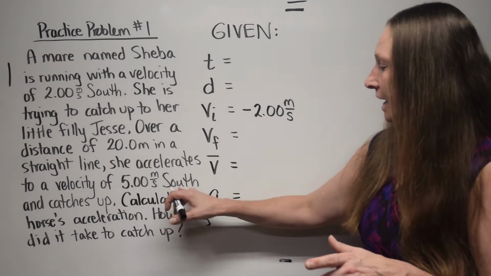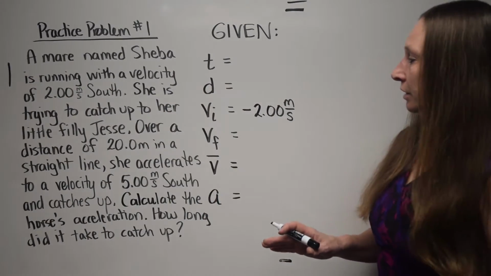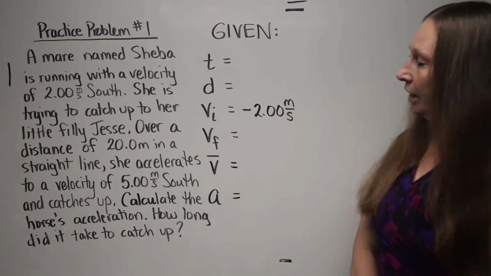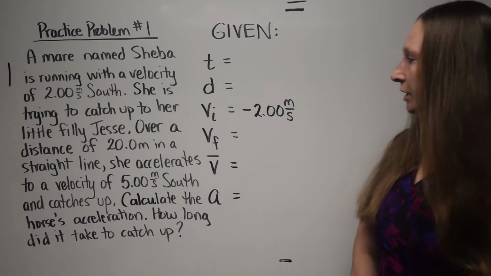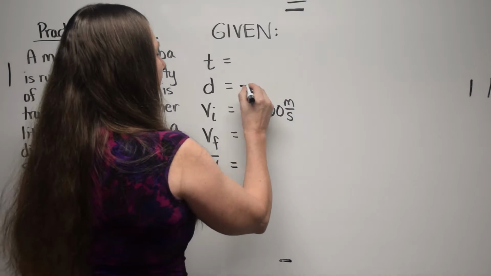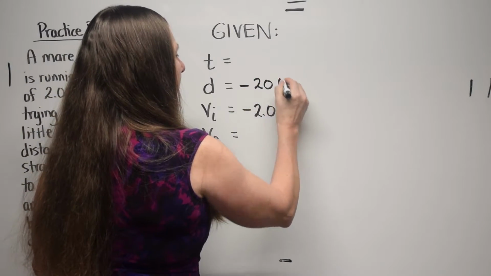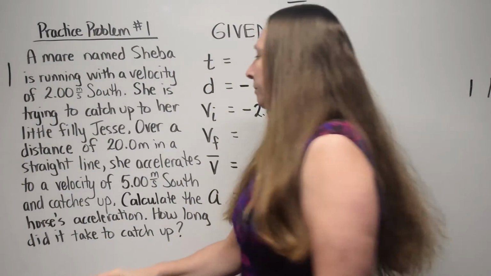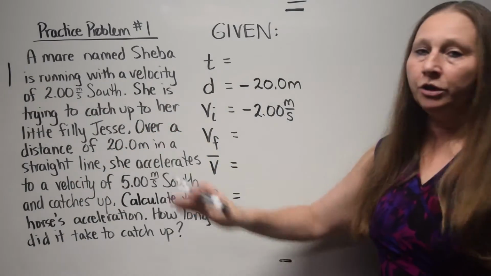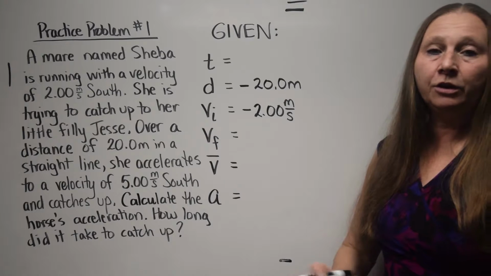And if you notice at the end, she's still going south. So that means that this displacement would be negative 20 meters. So we're going to put this in as a displacement of negative 20 meters. Now again, you can just say a distance of 20 meters, but since we know that she's going south, we can put down a displacement.